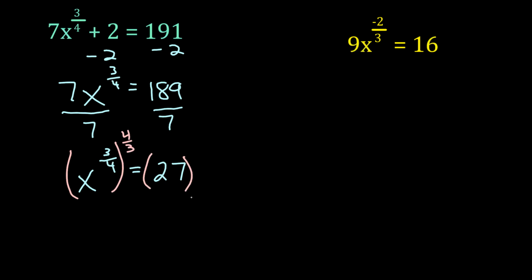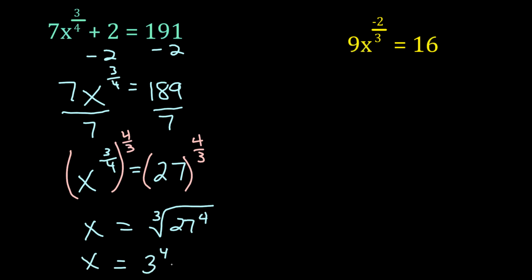Actually, this is like the first example. To the 4/3 power. And that makes this just x. And then this ends up being the cube root of 27 to the 4th. So the cube root of 27 is 3. And 3 to the 4th is 81. So this one would just be 81.